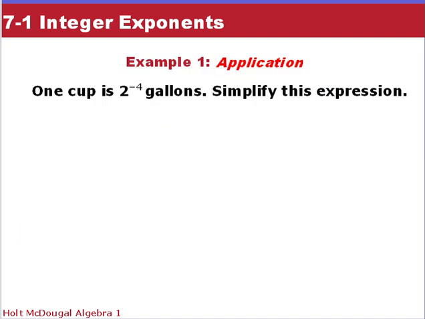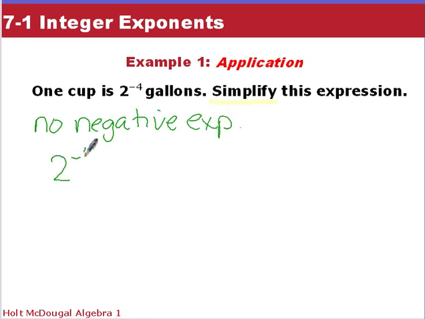So in this one, we want to simplify. To simplify means we have no negative exponents. So we have 2 to the negative 4th. That's going to equal 1 over 2 to the 4th. So when you're simplifying, draw in your fraction bar. And we get 1, and then 2 to the 4th goes in the denominator. And 2 to the 4th is 2 times 2 is 4, times 2 is 8, times 2 is 16. So it simplifies to 1 over 16.